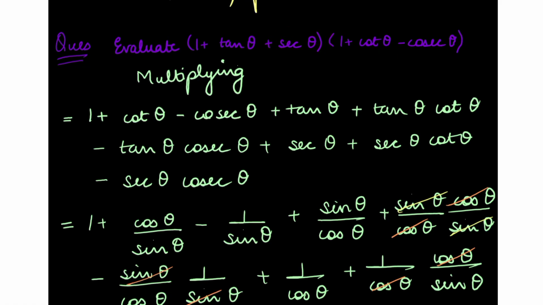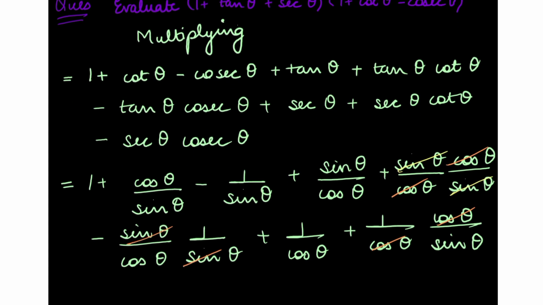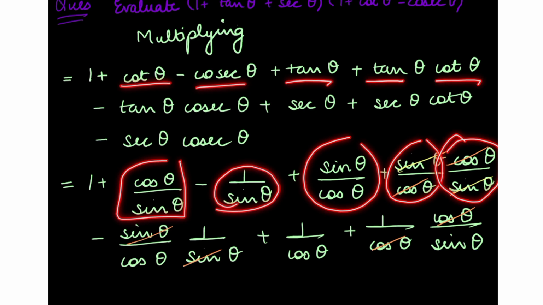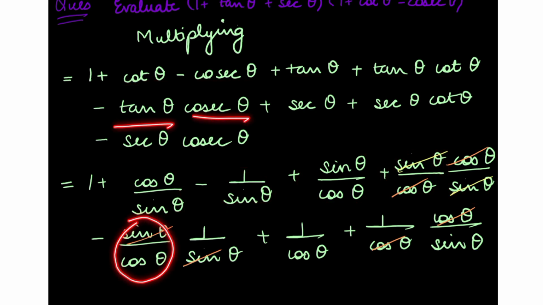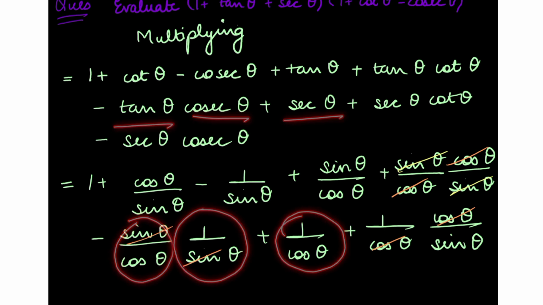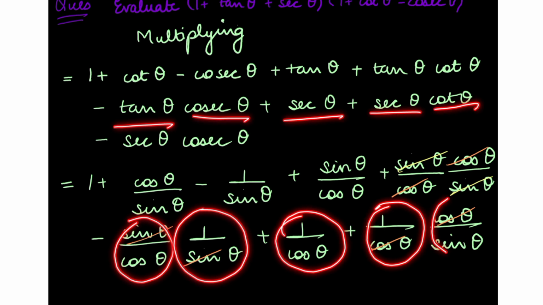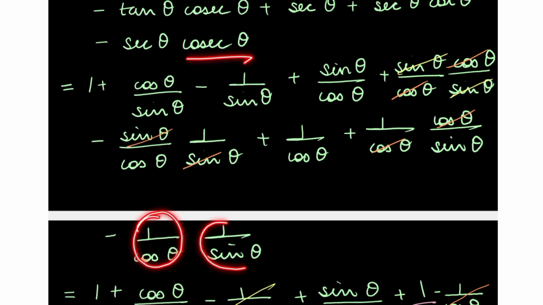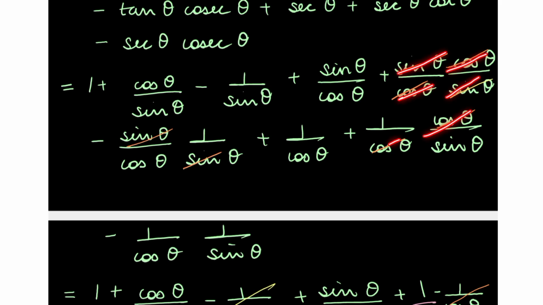Now let us convert all these into sine and cos. So cot is cos upon sine, cosecant is 1 by sine, tan is sine by cos, secant is 1 by cos. Writing each term this way, we can directly cancel the same values in numerator and denominator.